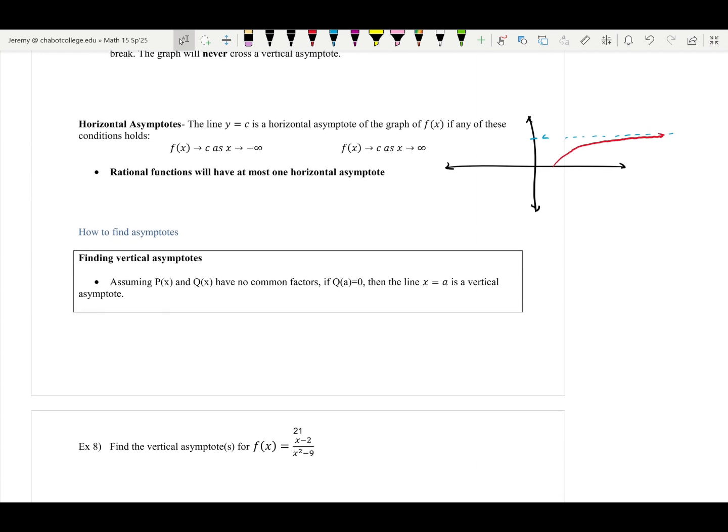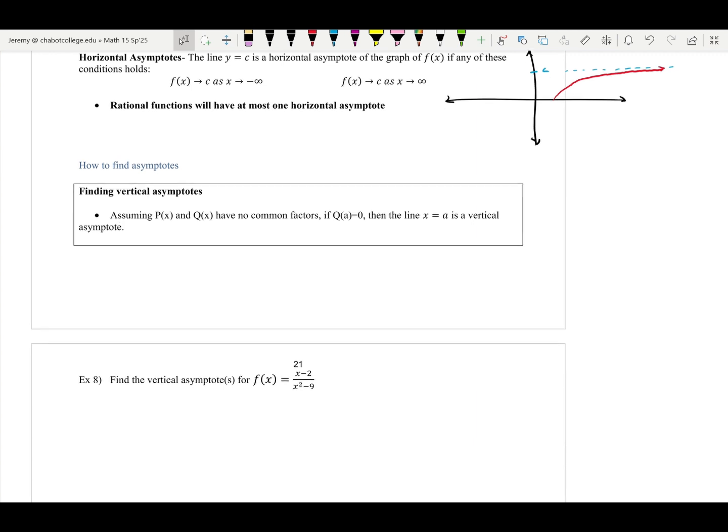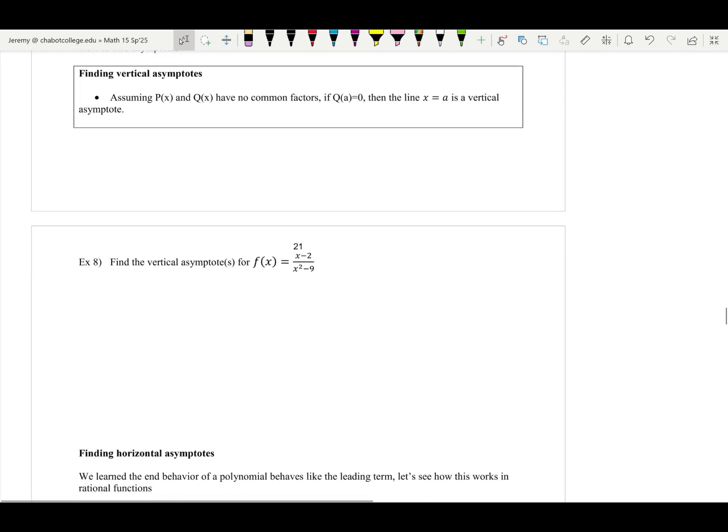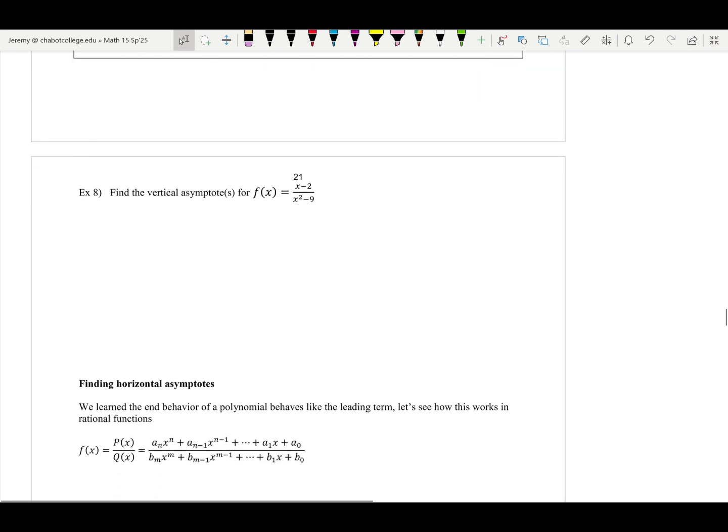Okay, so finding vertical asymptotes, we just set the denominator equal to 0 and solve. Any solutions x equals a will be vertical asymptotes as long as p and q, the numerator and denominator, have no common factors. So let's look at some examples here. I'm throwing a whole bunch of conceptual stuff at you. Let's look at example 8. This will help out a lot.